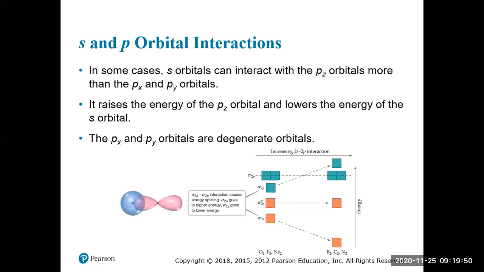As we get more interaction between 2s and 2p, we see the energy levels changing. We see actually a flip of the sigma 2p and the pi 2p. The sigma 2s and sigma antibonding 2s stay where they're at, but when we get to the sigma 2p and pi 2p, there is a flip there.